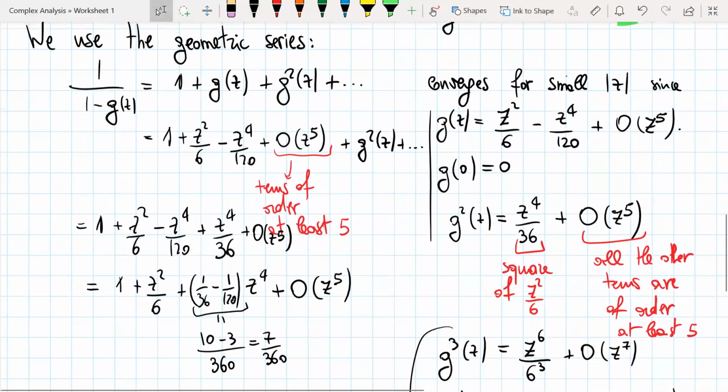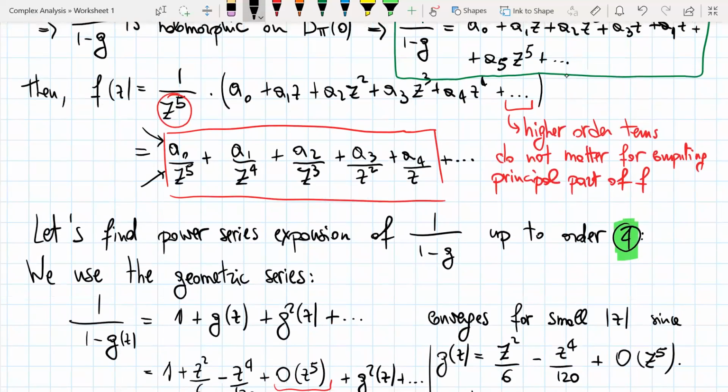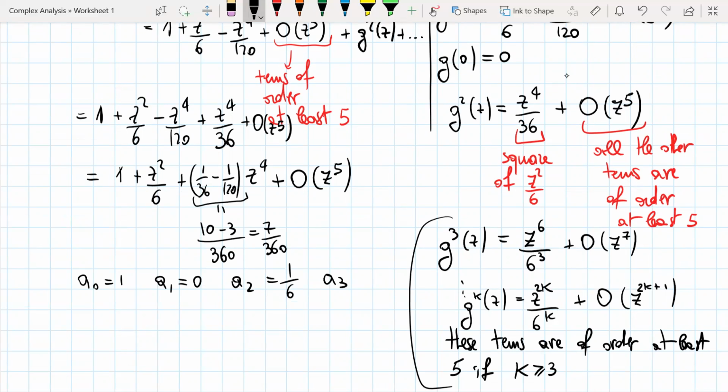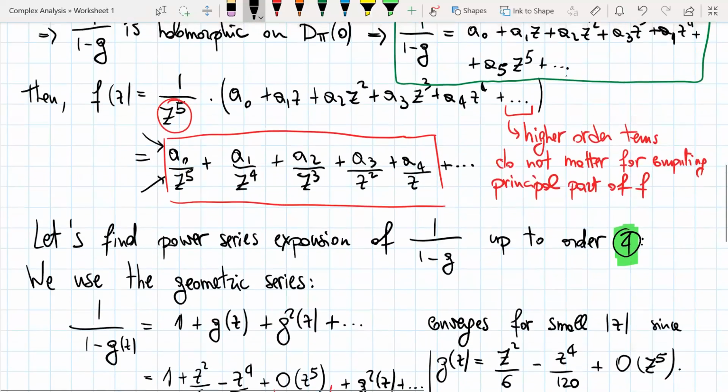Okay, so then this gives us these coefficients here. Now, A0, what was A0? A0 is 1. A1 is 0. A2 is 1 over 6. A3 is 0. And A4 is 7 over 360. Now, we have found all these coefficients that we can then go and substitute back here.